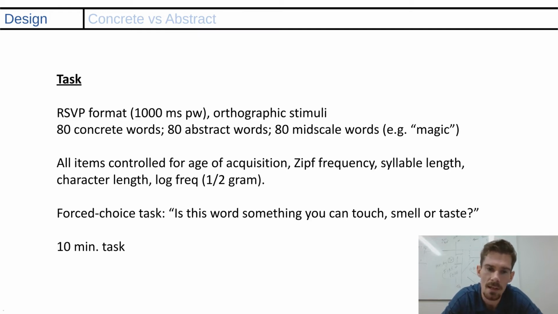So we gave patients an RSVP task with orthographic stimuli, showing them words 1 second per word, either concrete words or abstract words, or also mid-scale words, which I'm not going to talk about today, but mid-scale words are kind of interesting. They're words like magic that have a mixture of both concrete and abstract meaning. All items were controlled for AOA, frequency, length, and so on. And the task was for the patients to simply identify the concreteness. So is this word something that you can touch, smell, or taste?